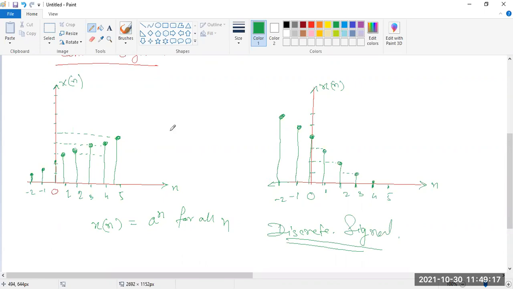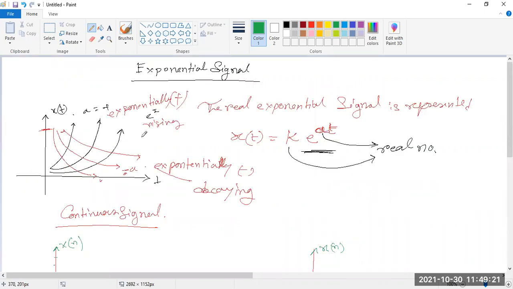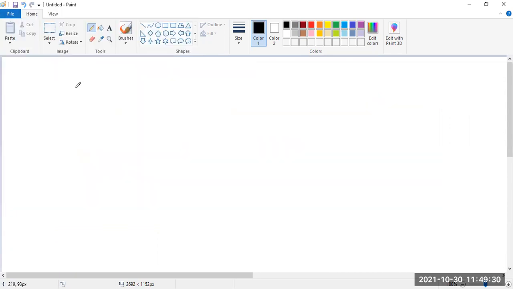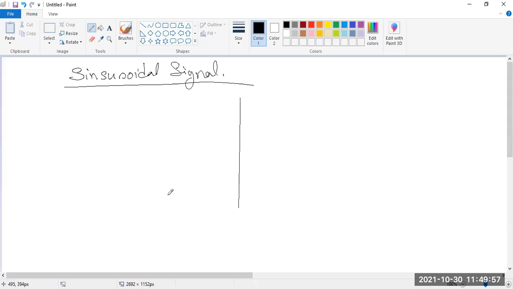So this is the exponential signal. And now the next one is your sinusoidal signal. Guys, draw with me in your copy. Otherwise, after a few days, you will all forget it, and then it will be difficult. We all know what a sinusoidal signal is, but how could I represent it mathematically? That is the main factor.